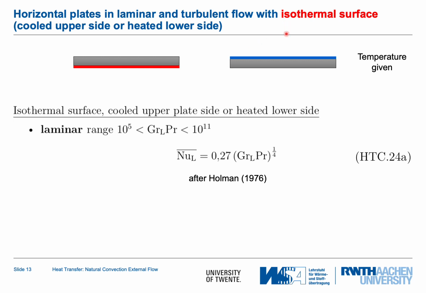And in the same way here, the cold air is increasing in density, and it wants to move towards the plate, and it has to move around the plate if it can. So here we have a correlation: Nusselt is 0.27 times Grashof Prandtl to the power 1 over 4 for the laminar flow, and this is after Holman, a paper in 1976. Here you see the flow pattern. The flow moves to the plate and then is blocked by the plate, so it will move down again and try to move around. And the same you can see here with the cold flow approaching the plate.